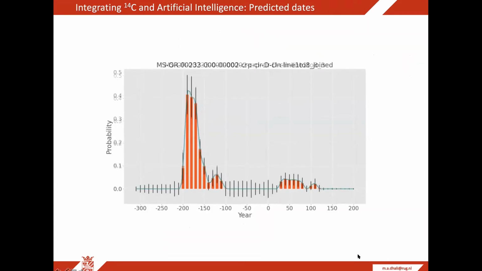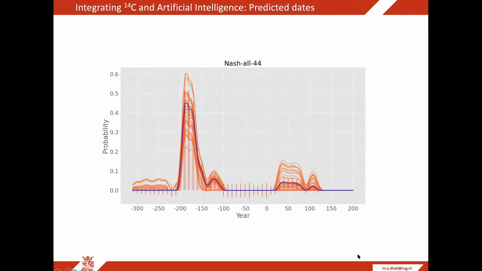Then we port all these 44 images separately and try to see what is a common prediction for all these 44 images. For this, you see that there is a small hump at +50 CE, but it also comes with a lot of error. Then you have another hump, which is from -150 to -200, and there you don't see that much error anymore. So this is how we present the predictions.